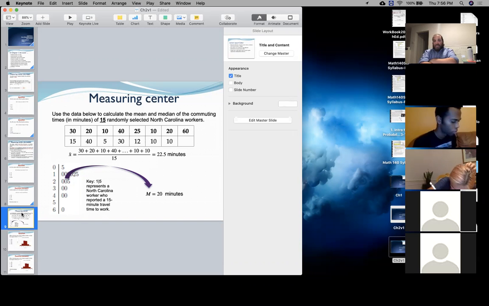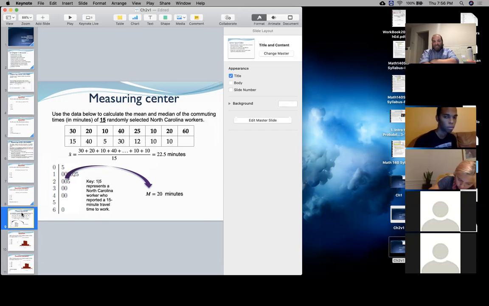So if I want the median of 15 numbers, 15 plus 1 is what? And this is a tough one, but 15 plus 1 is what? 16. Divide that by 2, a little tougher. What do we get? 8. 8, which means the median is in the 8th spot when listed smallest to largest. So 1, 2, 3, 4, 5, 6, 7, 8.